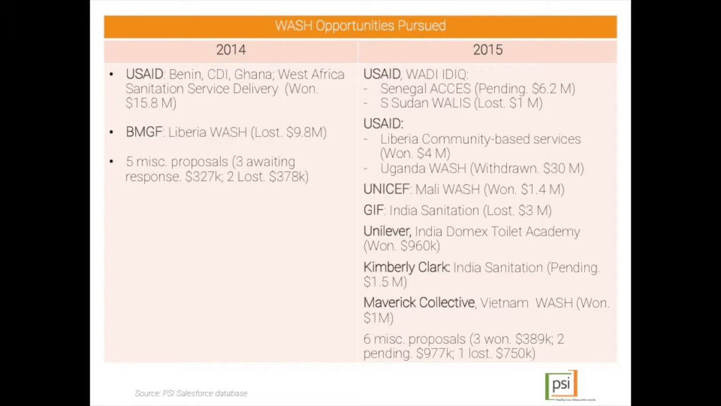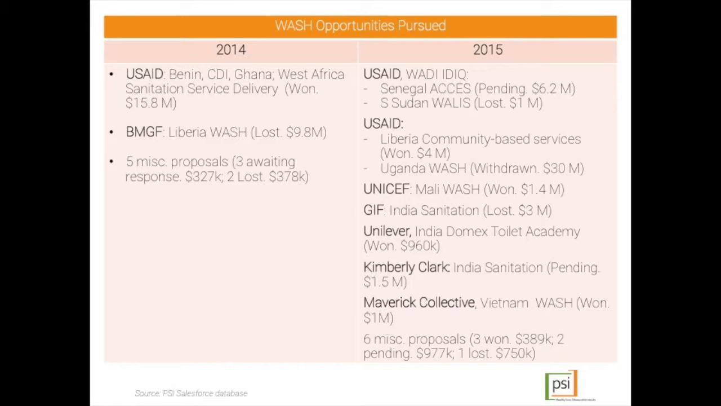And just as a note, in terms of new business, generally we aim for about a 50% success rate. That's standard in the business, so we're right on par there. In terms of this year, lots of activity going on. The Senegal team is here and worked with John on the Senegal Access under the Water and Development IDIQ. That is pending, and we had some good initial feedback on that, so we're waiting.